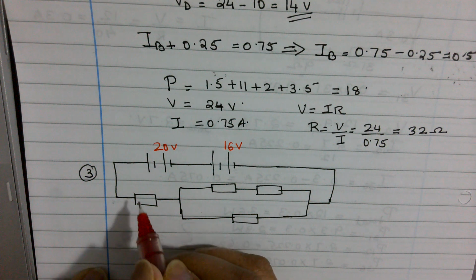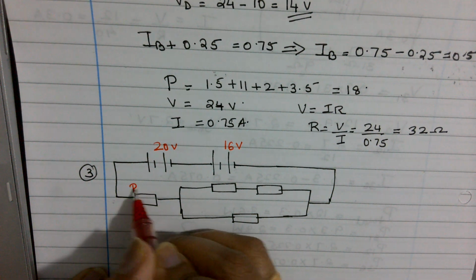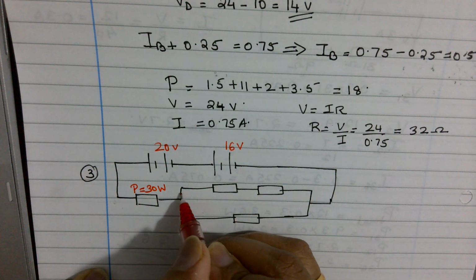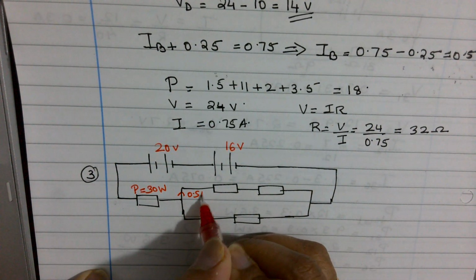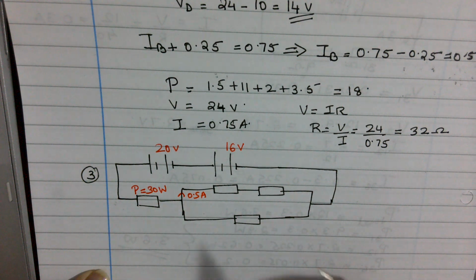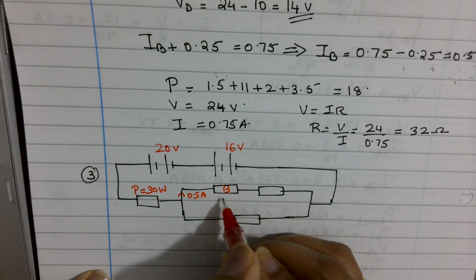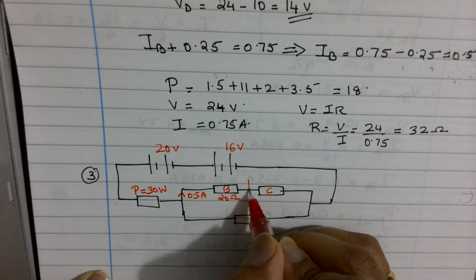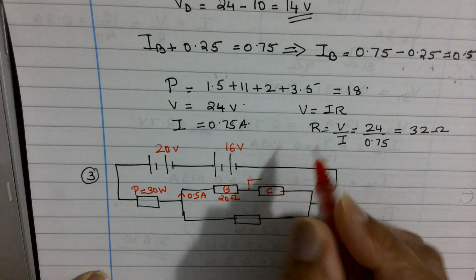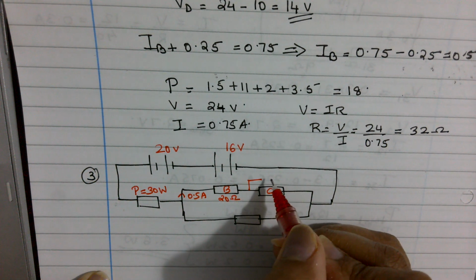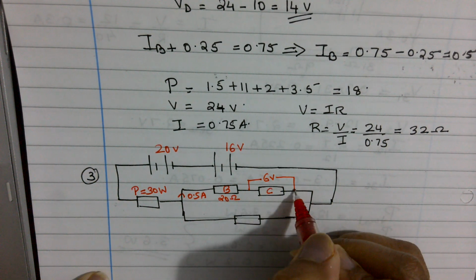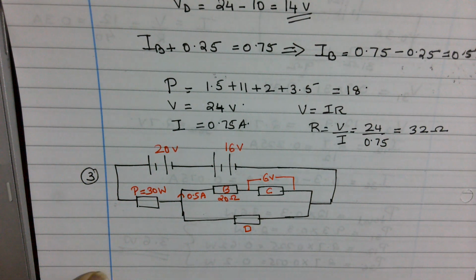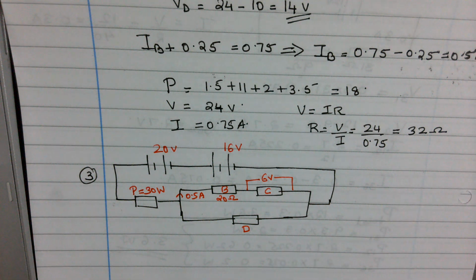Here, instead of giving us the resistance or current, they have told the power across this is 30 watts. Then they say the current flowing through this branch is 0.5. They have said this is 20 ohms. They have said this is C, but they haven't told us any individual value there. They have said this is 6 volt and then they have said this is D. So these are the things we have with us.